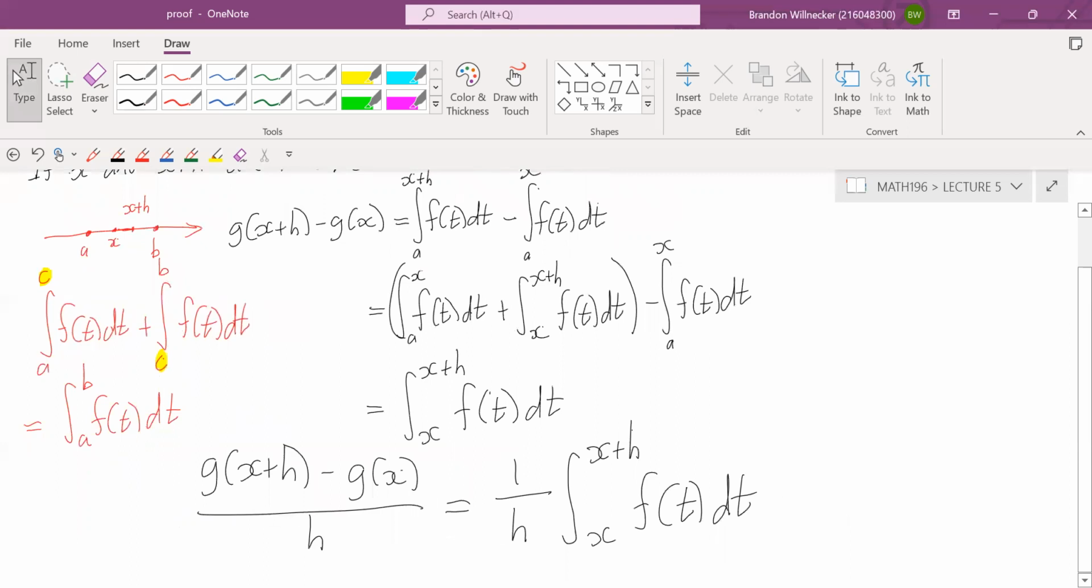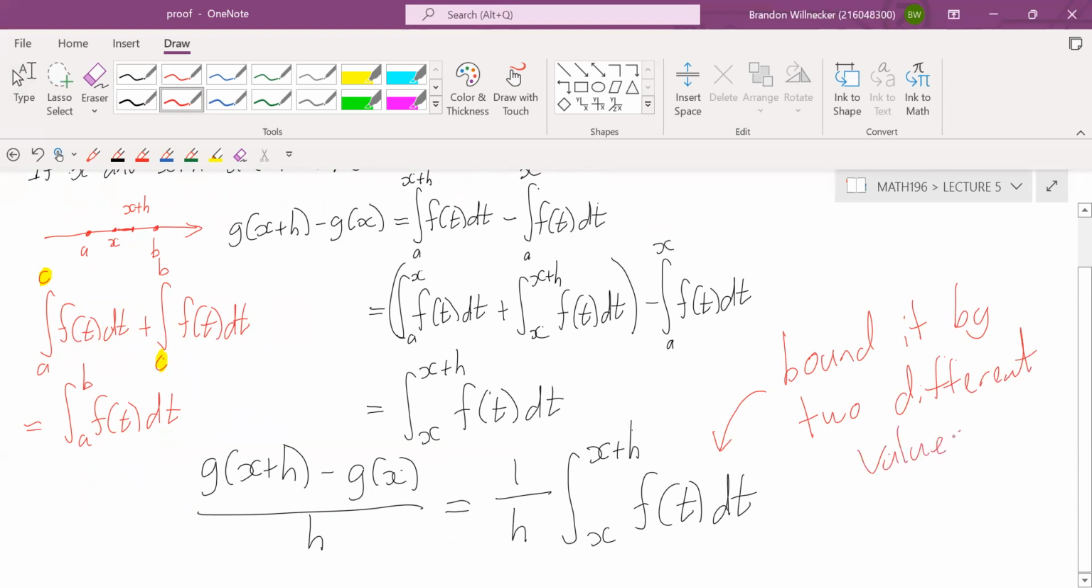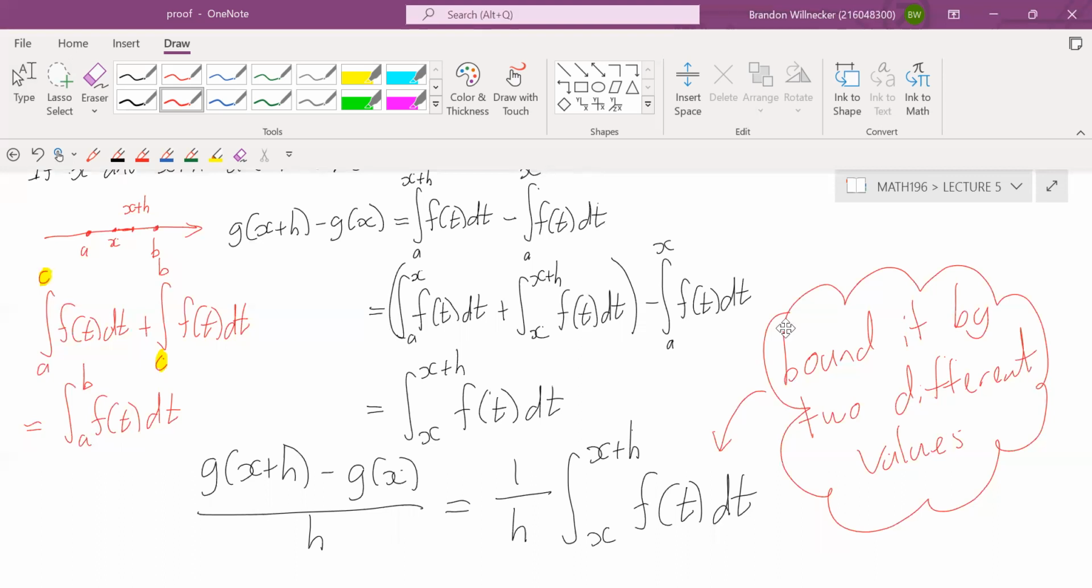Okay, so that's a good starting point. Now what we want to do is bound this integral over here. We are going to bound it by two different values. That's just the idea of what we're going to do next. And then when we take the limit, we will see that the upper value and the lower value approach the same value. In that case, we can use the squeeze theorem to show that this also approaches the same value, because it's squeezed between two values that approach the same value in the limit.